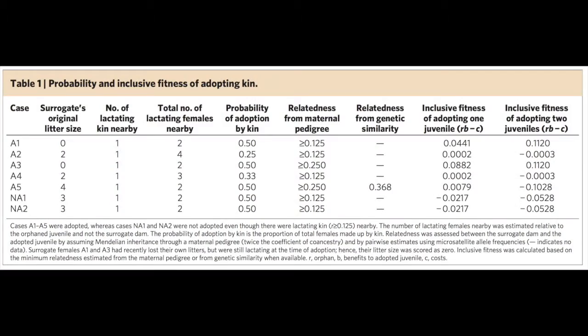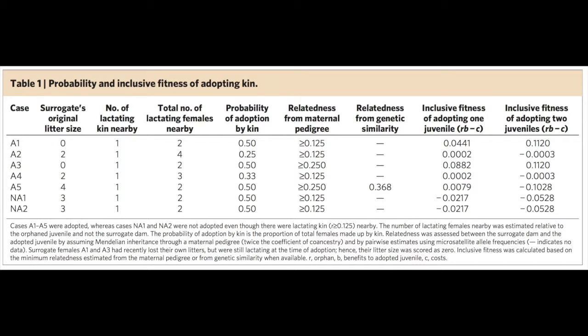Over the 19 years, there were 34 cases where a mother squirrel died and juveniles were left behind. Out of these, 5 were adopted by kin, and a further 2 groups of litters could have been adopted by kin but were rejected. These 2 anomalies are also shown in Table 1, labelled as NA1 and NA2.